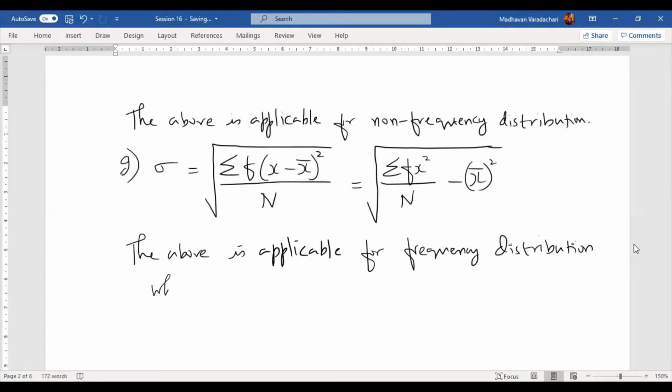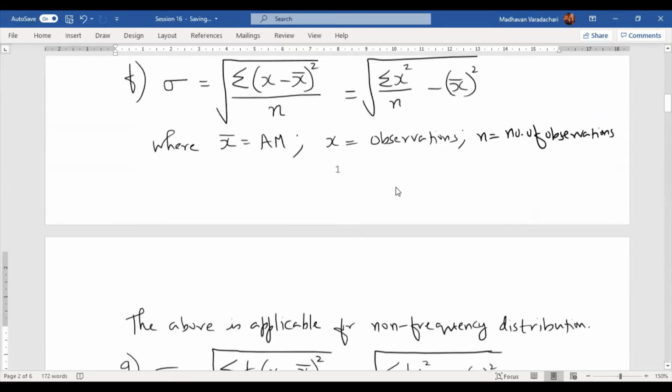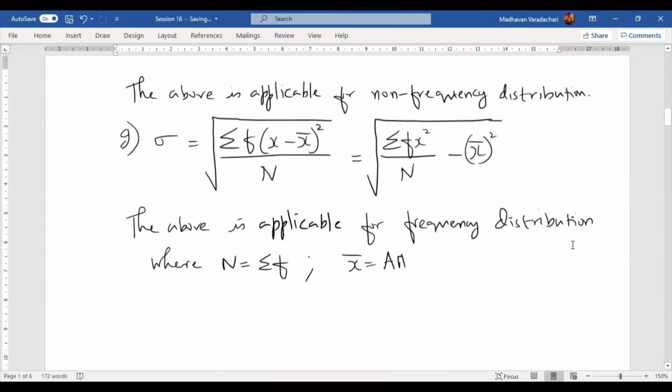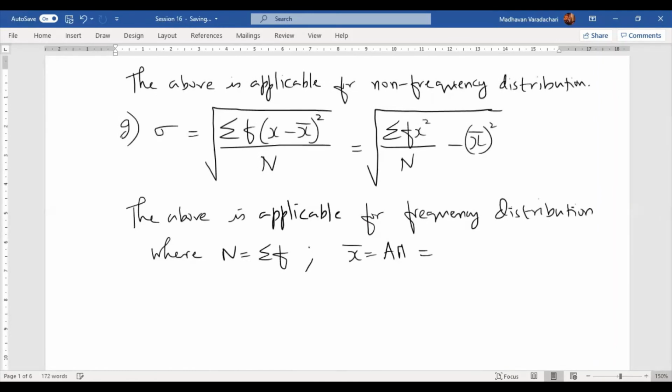Where capital N is the sum of the frequencies. X bar is again arithmetic mean. So here and here the formula will differ. Here it will be sum x by n, meaning here arithmetic mean is without frequency. So sum x by smaller n, whereas here it will be with the frequency, it will become sum fx by capital N because it is involving frequency.